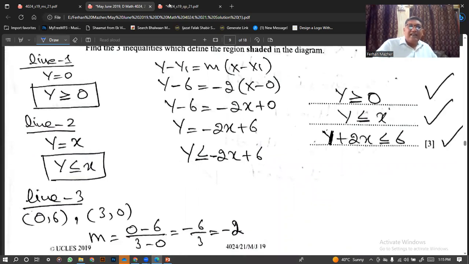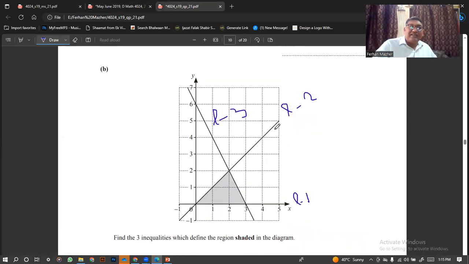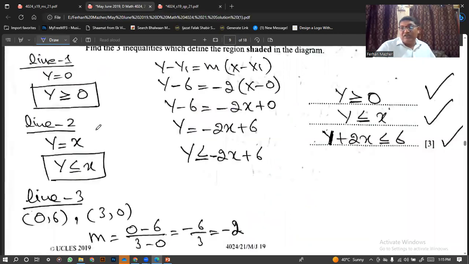The second line is y equals x. We are talking about this line. The shaded area, the required area, is below this line. So the crocodile's back will be towards the positive y. So y is less than or equal to x.